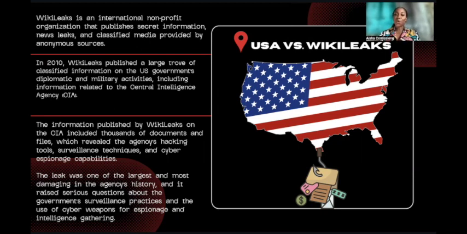Now, the documents known as the Vault 7 leak included information on malware, viruses, and zero-day exploits that the CIA had developed and used to hack into computers, smartphones, and other devices. The leak was one of the largest and most damaging in the agency's history, and it raised serious questions about the government's surveillance practices and the use of cyber weapons for espionage and intelligence gathering.